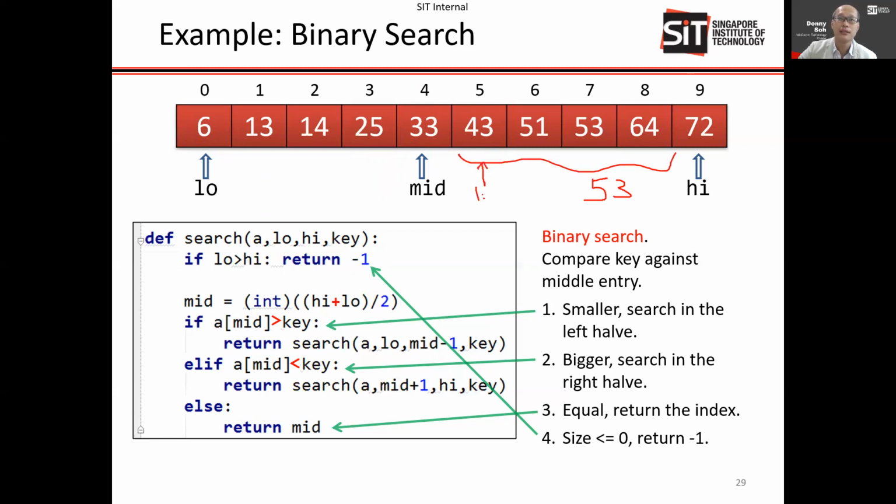My low gets shifted to this. So now I want to look for my middle element. 5 plus 9 is 14. 14 divided by 2 is 7. So now I have this number.